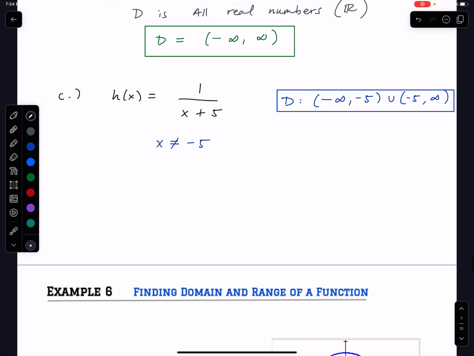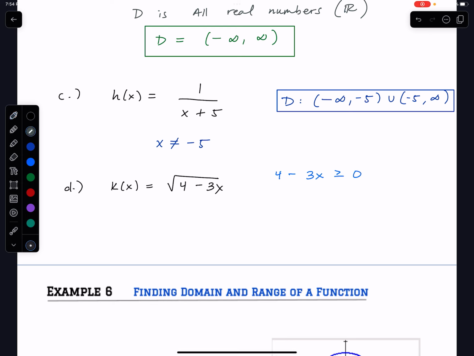For part D, k of x is going to be equal to the square root of 4 minus 3x. The only type of numbers we're not allowed to take the square root of are negatives. So for something like this, you take the inside, and we want the inside to be greater than or equal to 0, because then we could take the square root of it.